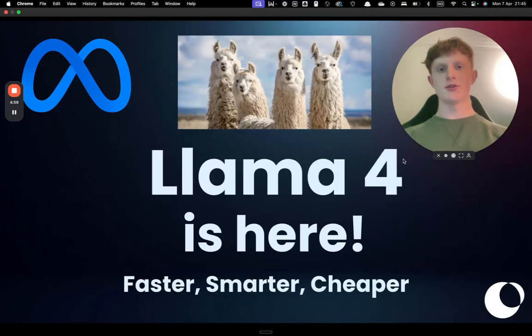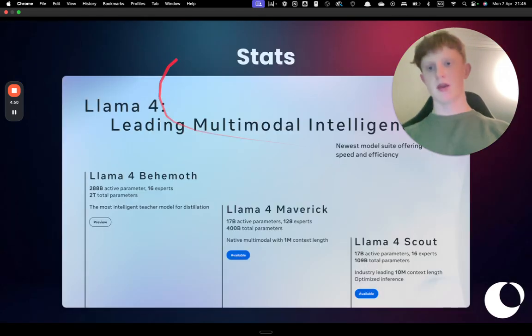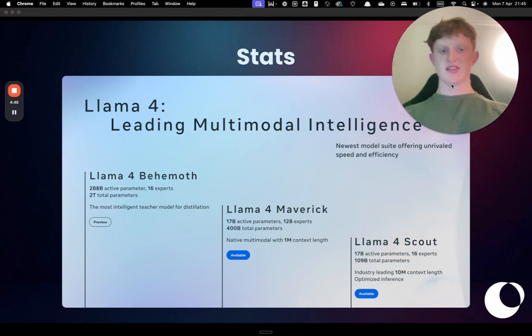Meta just announced their new AI model, Llama 4, and it's here. It's faster, smarter, and also cheaper. So let's just get straight into it very fast. So here are the stats really quickly.